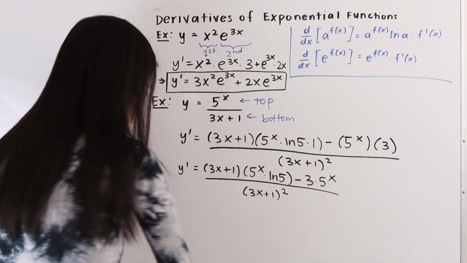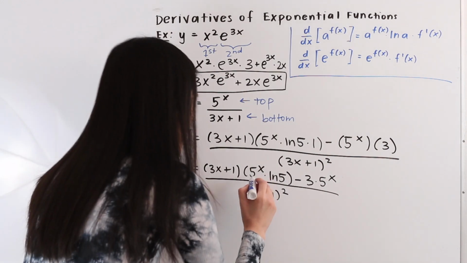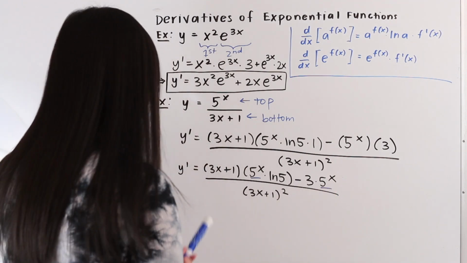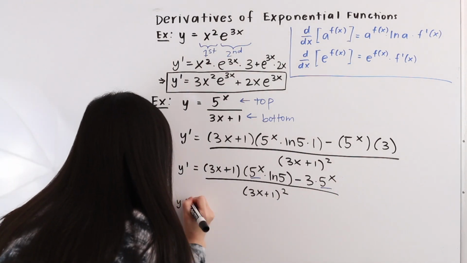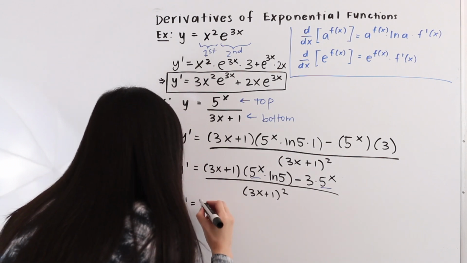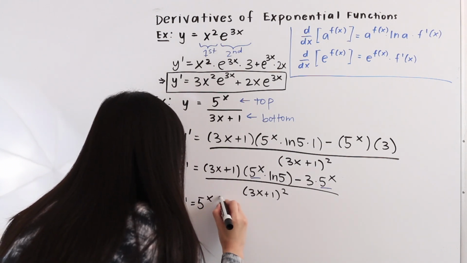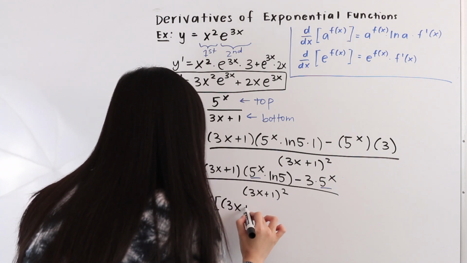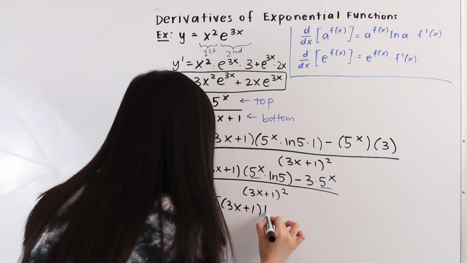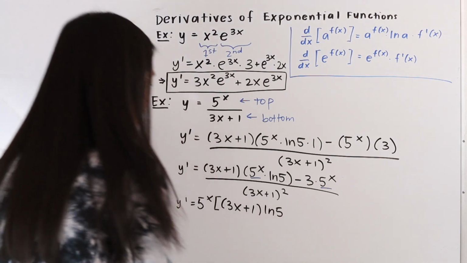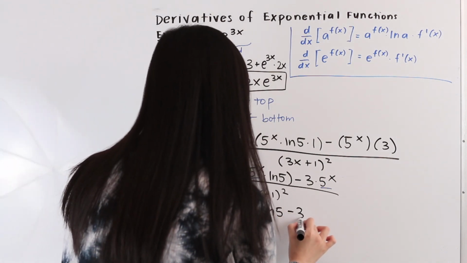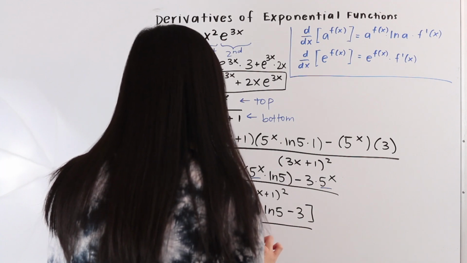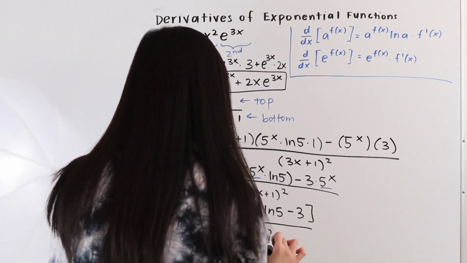And we can see that in the numerator, we have a common term. We have this 5 to the x here and here. And so we can factor that out. And so we have y prime is equal to 5 to the x times 3x plus 1 times the natural log of 5 minus 3. And this is all over 3x plus 1 squared.